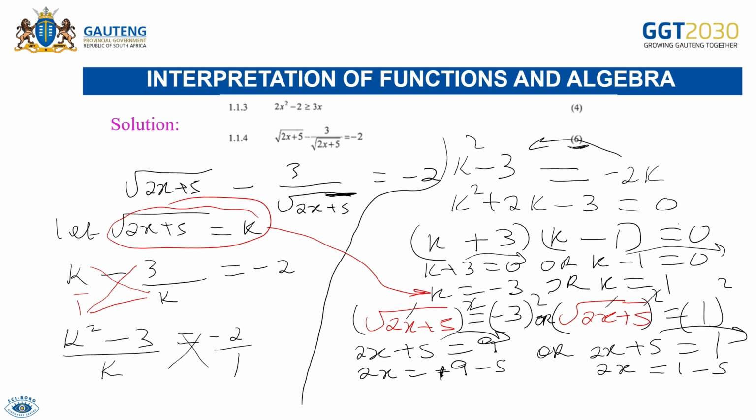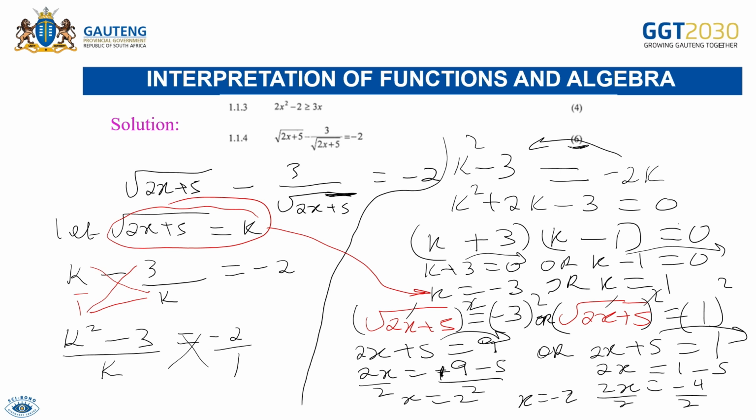I made a mistake there, because negative 3 squared is going to give you a positive 9. So 9 minus 5 is going to give you a positive 4. Then you divide by 2, you divide by 2. So your x will be equal to 4 divided by 2, you'll get a 2. Then this side, you'll get 2x equal to negative 4. If you divide by 2 and divide by 2, you'll get that your x is equal to negative 2. So your x will be equal to negative 2.